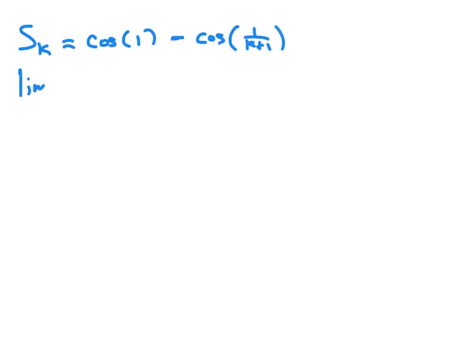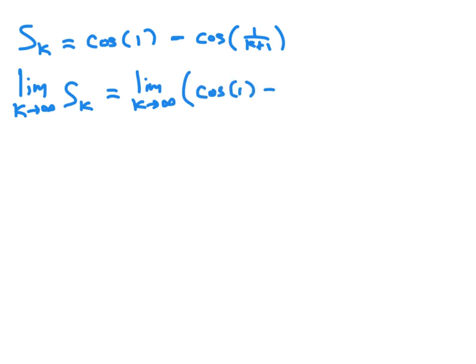So we want to find the limit as k goes to infinity of this partial sum S sub k. We'll do this by using the formula that we just developed for S sub k. So we want the limit as k goes to infinity of cosine of 1 minus cosine of 1 over k plus 1. And now we have the limit of a difference. And using limit laws, we can rewrite this as the difference of the limits.